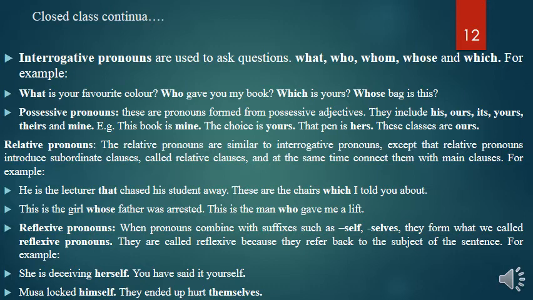Possessive pronouns are pronouns formed from possessive adjectives. They include his, ours, theirs, to show possession. For example, this book is mine. Mine is a possessive pronoun. It shows that the book belongs to me. That is, this is my book, and this book is mine because it is used in an object form. The choice is yours. Yours is a possessive pronoun. It shows that the choice is yours.